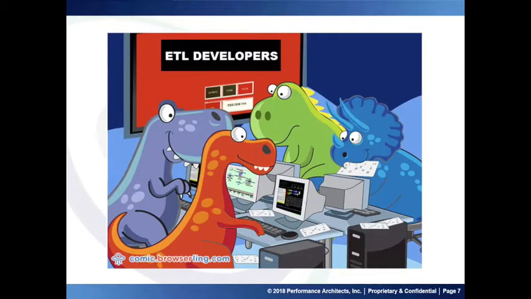Just because there is this new data wrangling, it doesn't mean that ETL developers are going to go the way of the dinosaur. There is still a distinct difference between the types of tasks that a data wrangler or data scientist would do as compared to a traditional ETL developer.